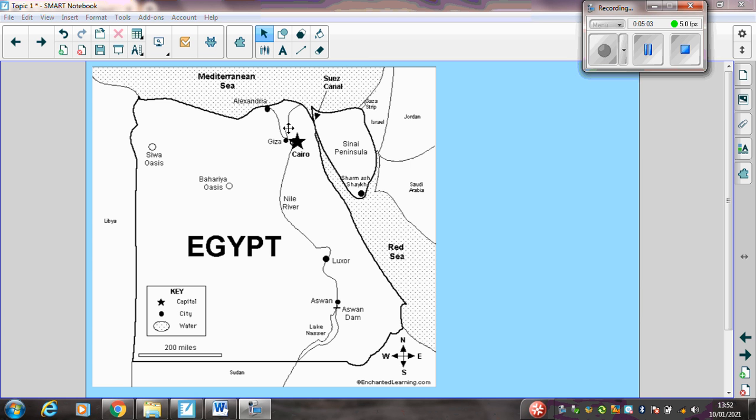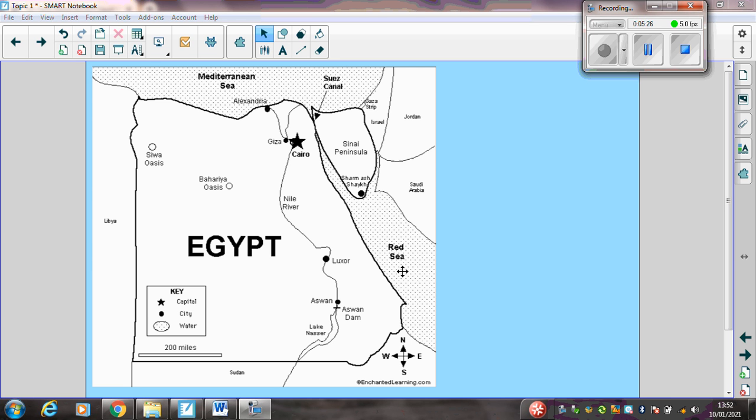And this here running all the way through is the River Nile. So it travels all the way through Egypt and actually carries on into Sudan, which is one of the countries that borders Egypt. And we've got Libya here as another country that borders Egypt. And then the River Nile lets itself out into the Mediterranean Sea. And we've also got the Red Sea here as well.